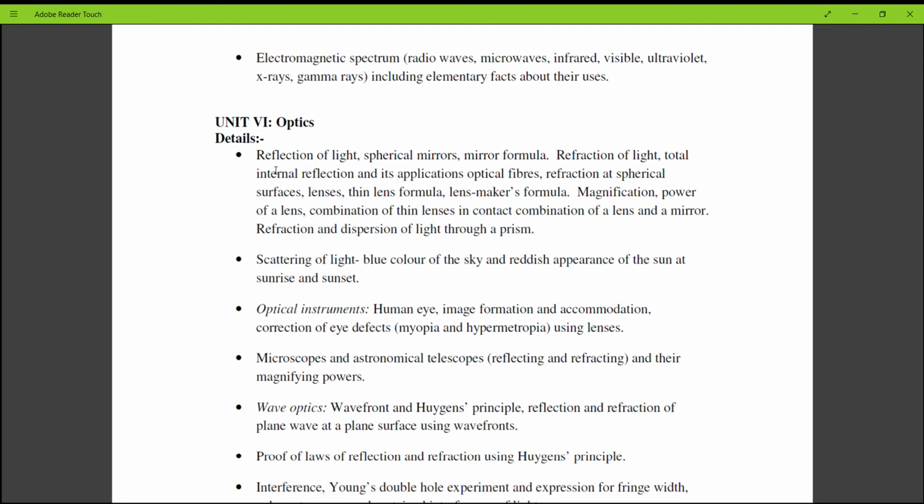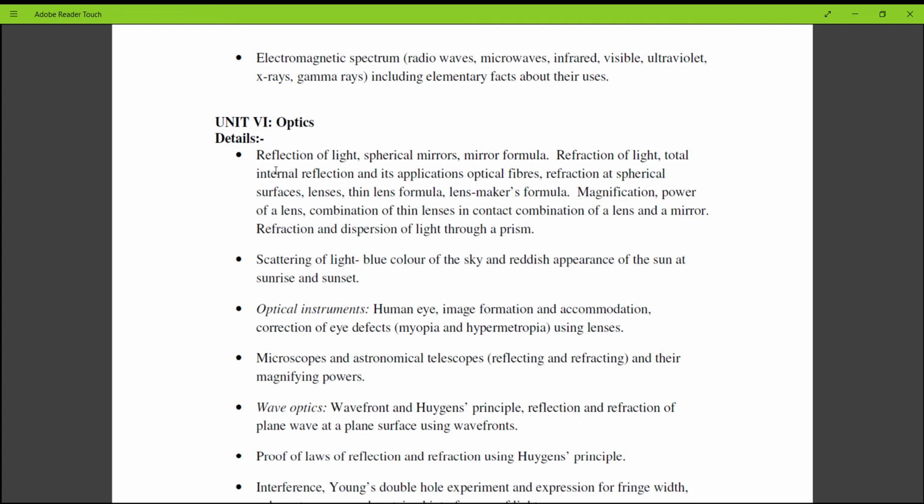lenses in contact, combination of a lens and a mirror, refraction and dispersion of light through a prism, scattering of light, blue color of the sky, and reddish appearance of the sun at sunrise and sunset.